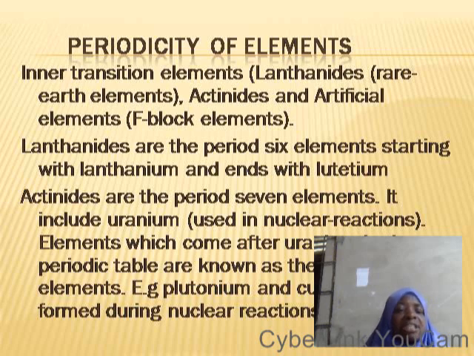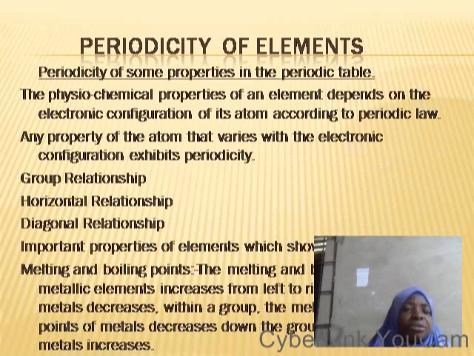Then the second series has the period 7 elements, among them uranium, which is used in nuclear reactions. Any elements after uranium are known as artificial elements. An example is plutonium, which is formed during nuclear reactions. That is that for the groups in the periodic table.